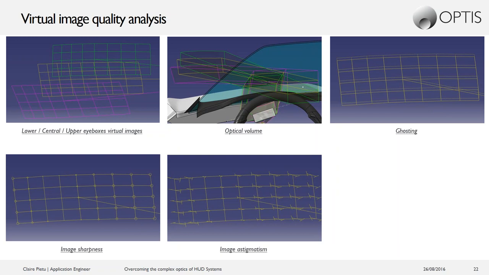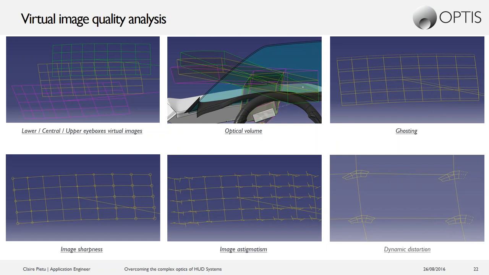And then we have the image astigmatism, which again is good to visualize because you can see the two focus points, and how blurry the image will be depending on where you're focusing.